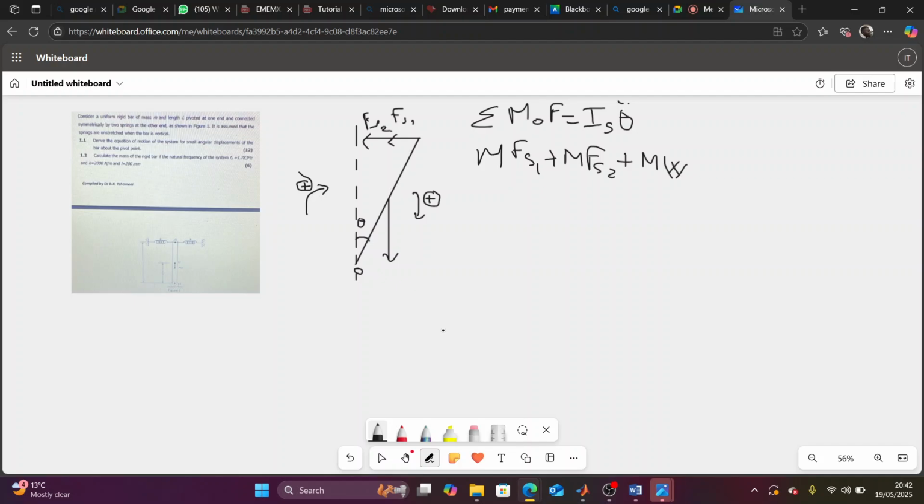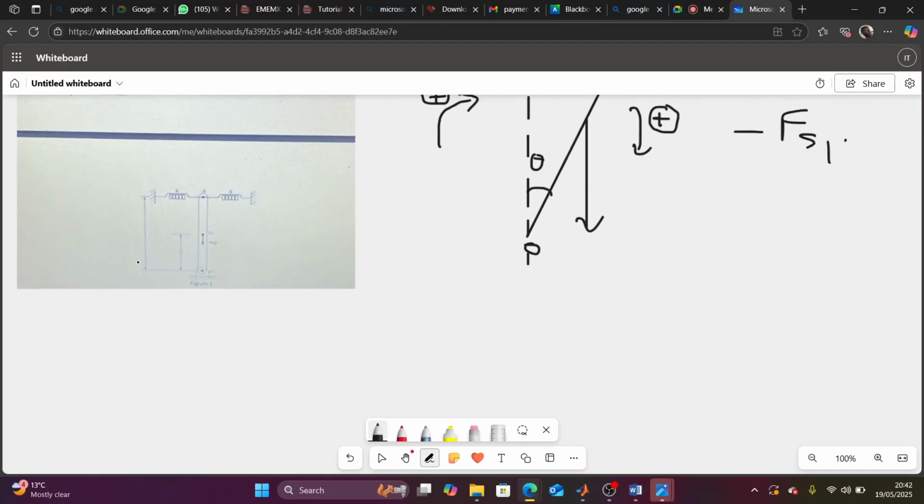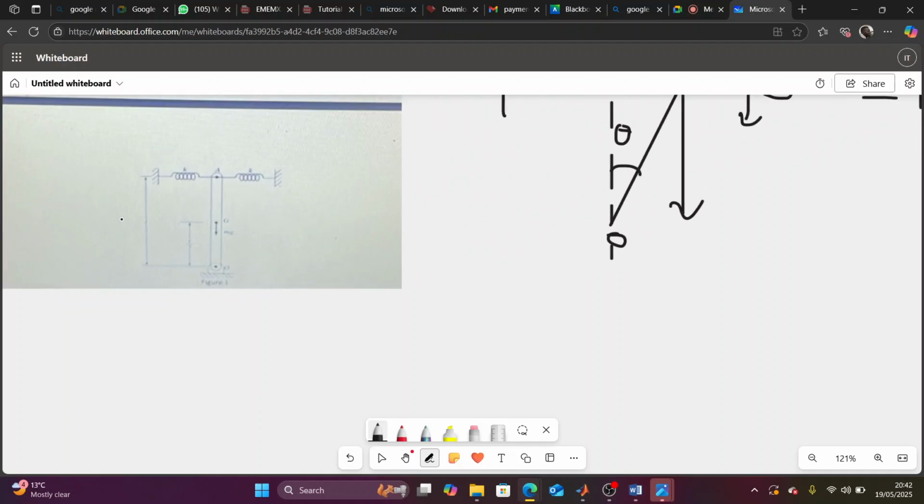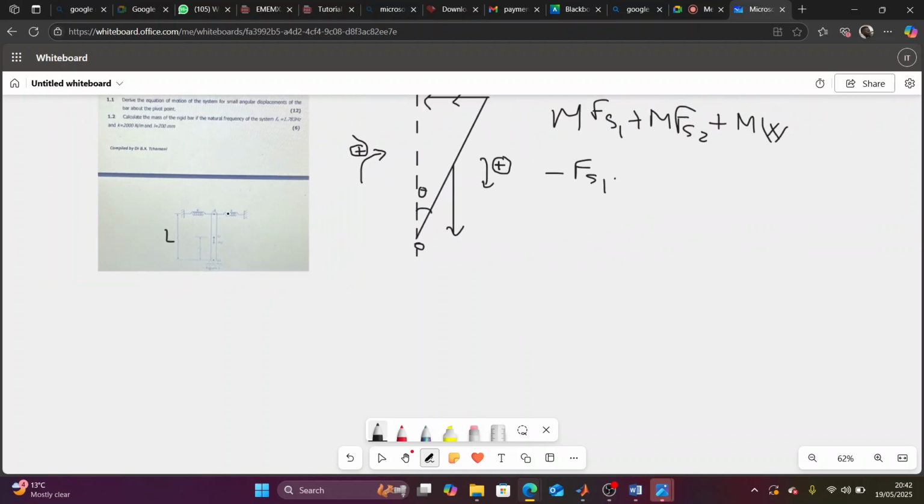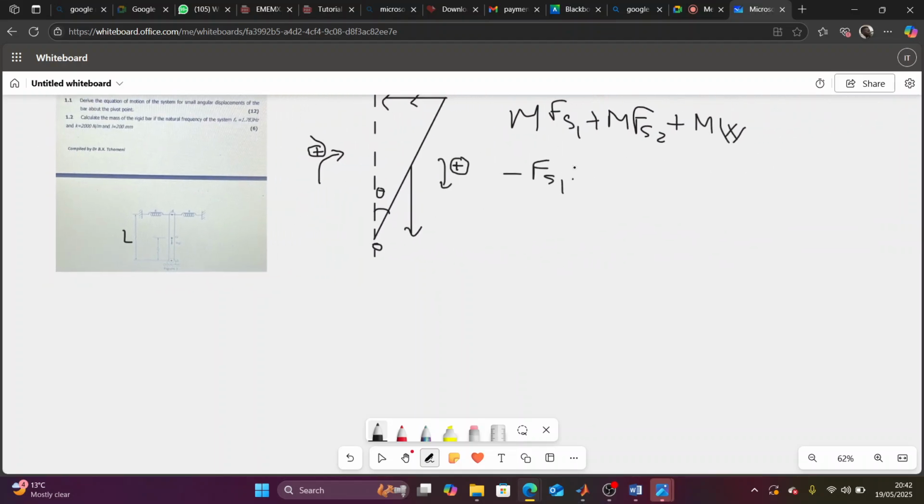Now, what do we do from here? We know the weight is opposing, so you're going to have minus Fs1 multiplied by, what's the perpendicular distance? They call this distance here L. The total distance there is L. So it's going to be L minus Fs2 multiplied by L as well.